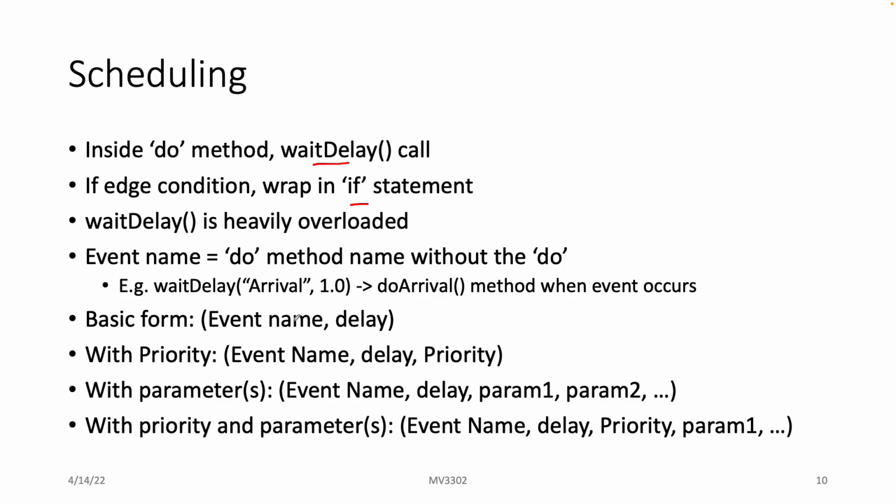The basic form is the name and the delay. If we have a priority, it's the name, the delay, and the priority. If we just have the name and the delay, without a priority, we have the name, the delay, and then a list of parameters. Or if we have priority in the parameters, the priority goes between the delay and the parameters.